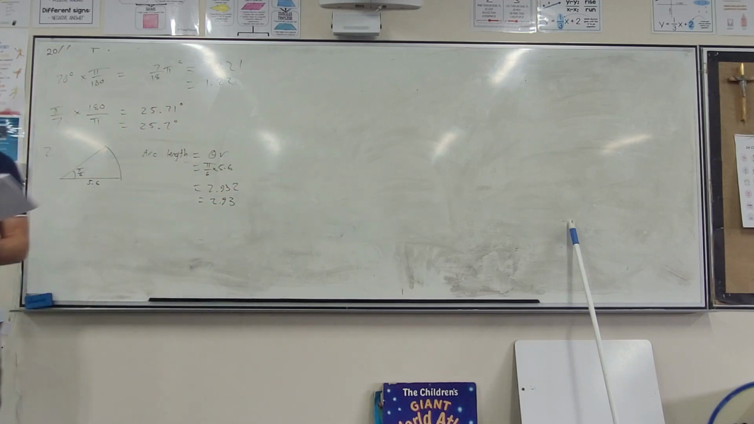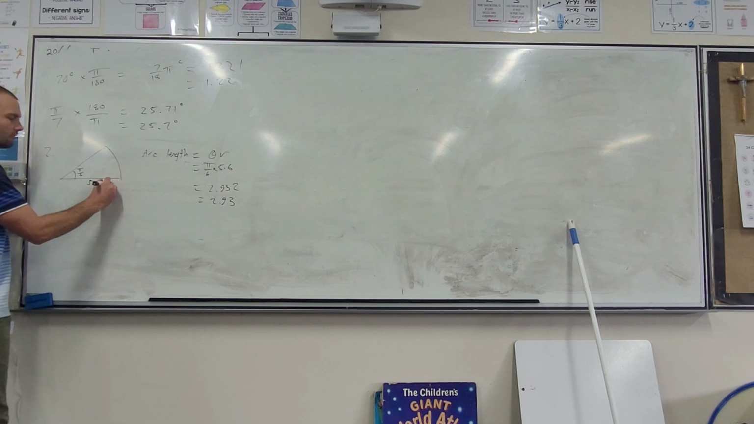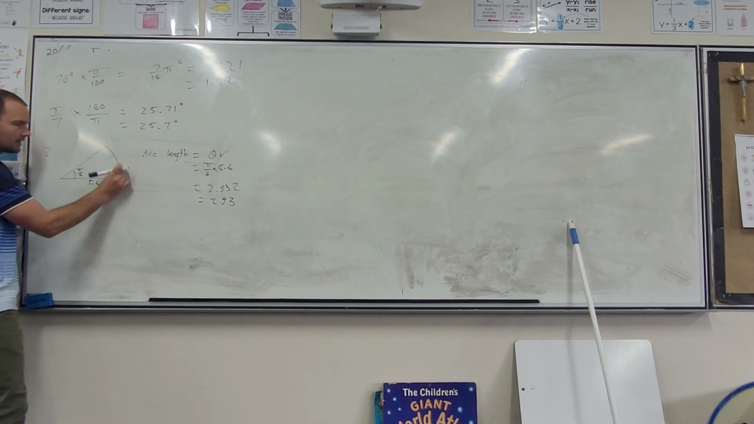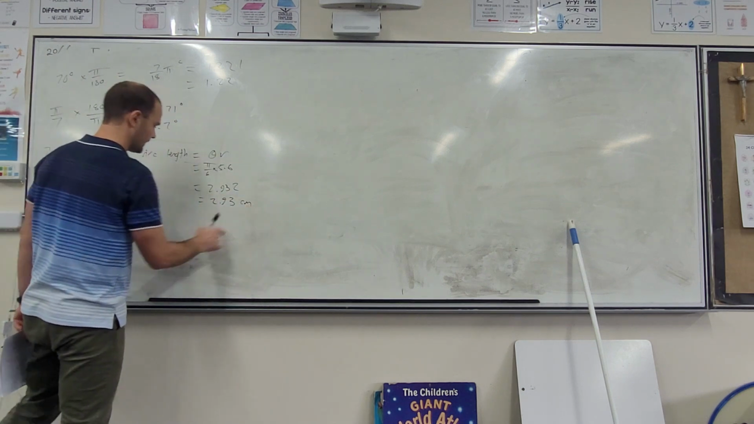Now, just being fussy with notation, the unit here is centimetres. The radius is in centimetres, which means this arc length, the distance of that arc, is also in centimetres.